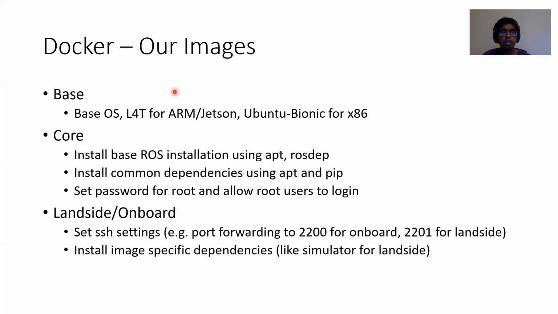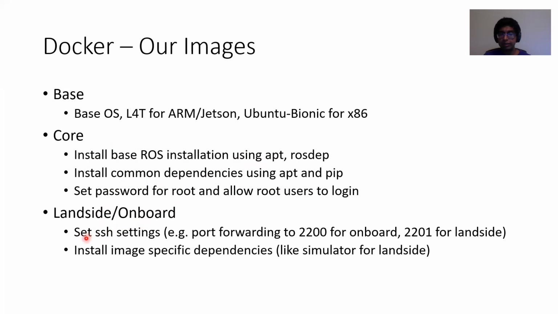That's the dependent network. So in terms of our actual images, the base OS, like I mentioned, is L4T for ARM and Ubuntu Bionic for x86. The core image, the Dockerfile contains the instructions to install the base ROS installation, install the dependencies that are common between both Landsat and Onboard, install them into core, and then set the password for root and allow root users to log in. Since these are the common dependencies between Landsat and Onboard, this allows us to reduce the code duplication and only have them in one place instead of in both Landsat and Onboard.